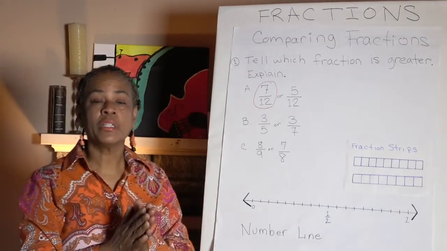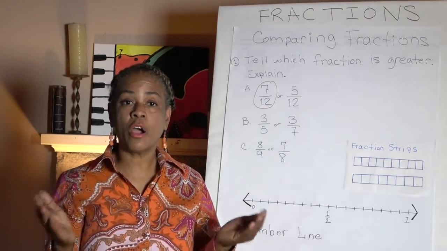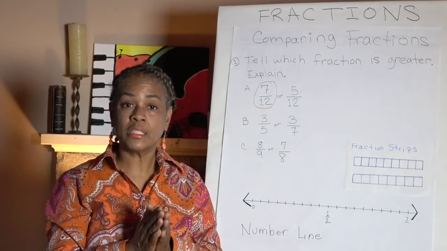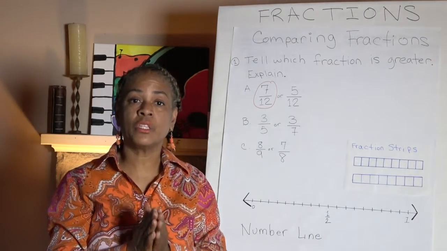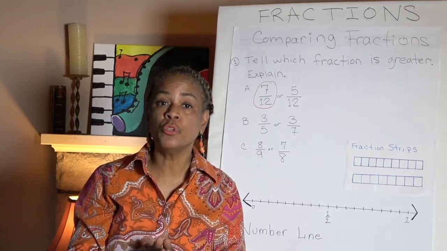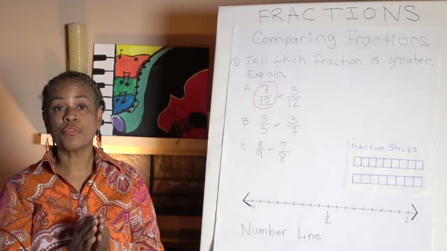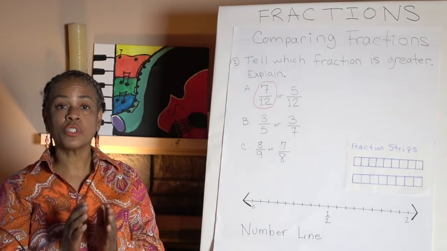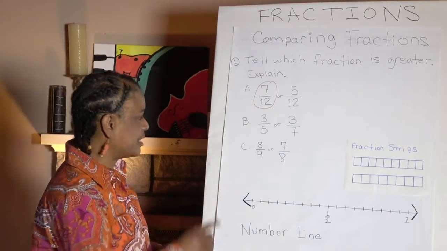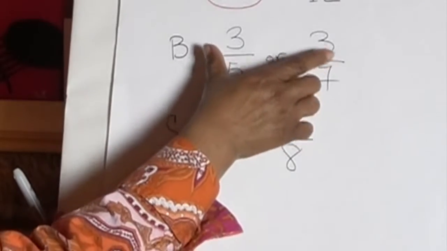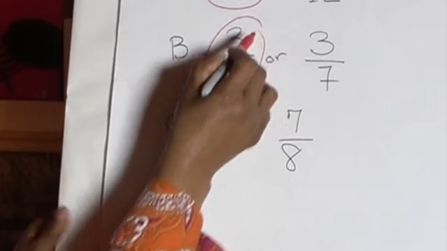How do I know that? Because if I have a pizza pie and I cut it into 5 pieces, the pieces will be larger than if I had a pizza pie and cut it into 7 pieces. 7 pieces, I have more pieces, but each piece is smaller. And of course you can use your grid paper. I didn't talk about grid paper, but you can use your grid paper, and you can use your fraction strips, and you can use your circle fractions to see which one is larger. So in this case, this is the rationale. I have 3 of each piece, but the fifths are bigger pieces, so the 3/5 is larger.